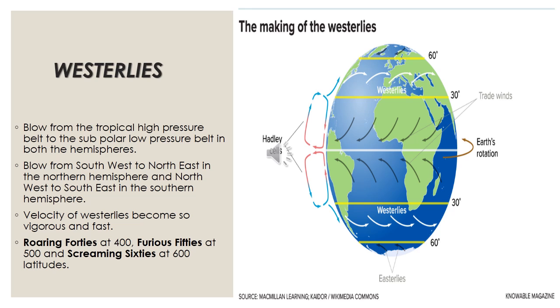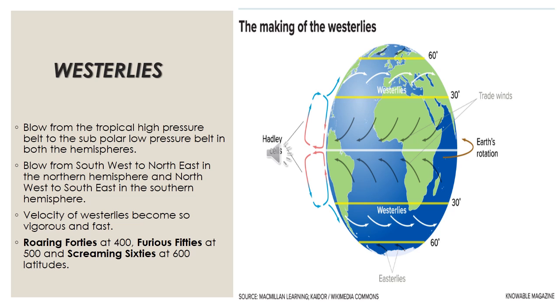The velocity, that is the speed, of the westerlies is very vigorous and fast. So they are called roaring 40s at 40 degrees, furious 50s at 50 degrees, and screaming 60s at 60 degrees latitude. At 40 degrees this wind is called the roaring 40s, at 50 degrees latitude the furious 50s, and at 60 degrees latitude the screaming 60s.